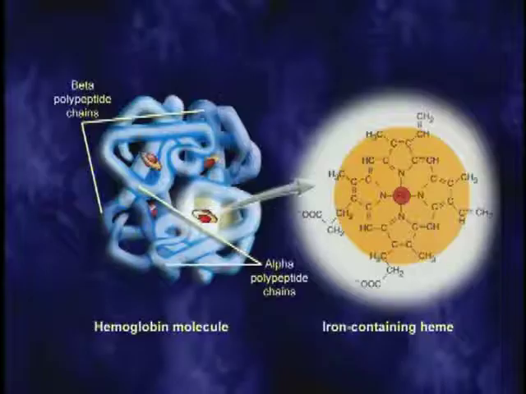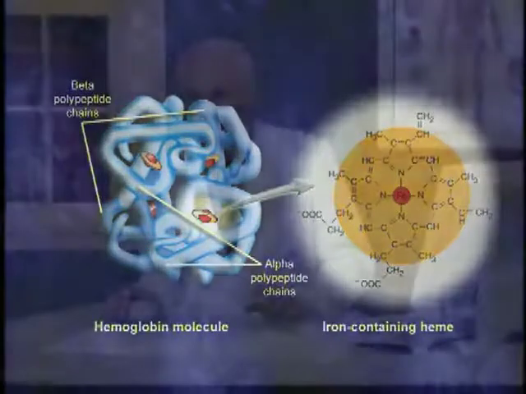Now, there's a lot of these molecules in hemoglobin. In every red cell, there's about 300 million of these. There's a lot of oxygen-carrying capacity in them, and they have a very high affinity for oxygen. And the affinity is pH-based.